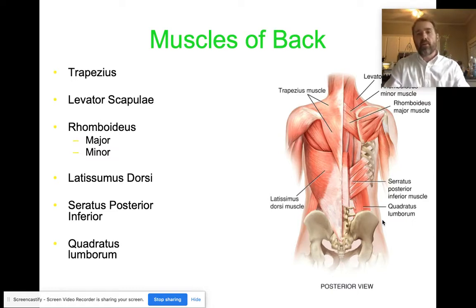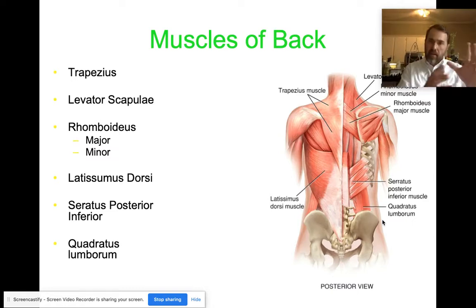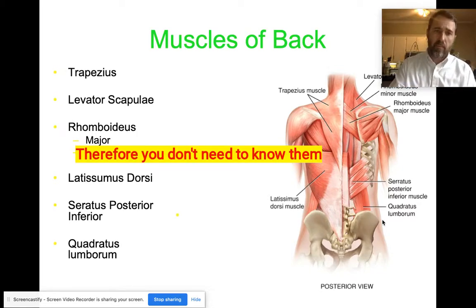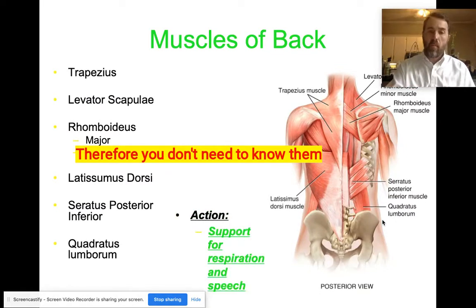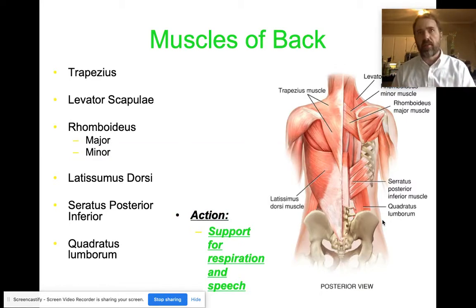There's a lot of muscles on the back listed here that we use as stabilizers of our posture as we breathe, as we're going through respiration and communication. I'm not going to go through them all, but just to know that all these muscles provide postural support for respiration and speech. So thinking back to the first group of lectures, these guys are synergists.